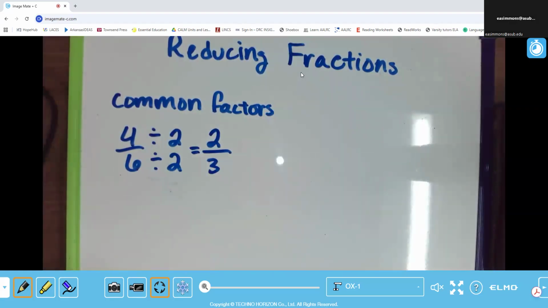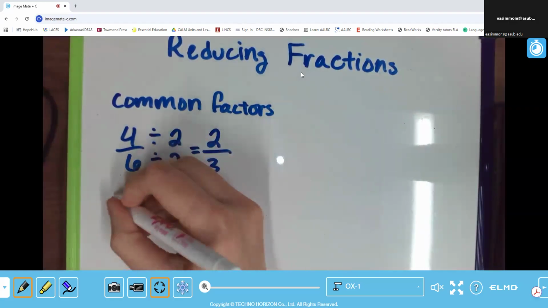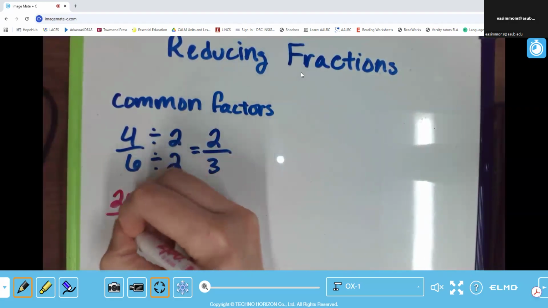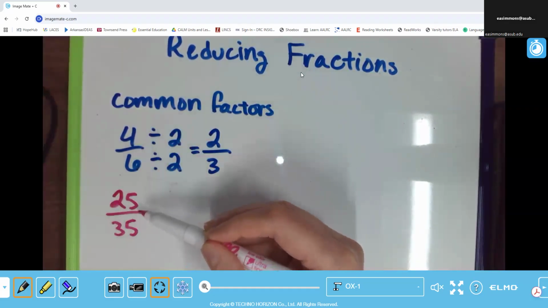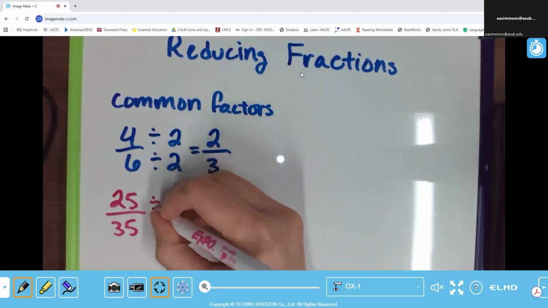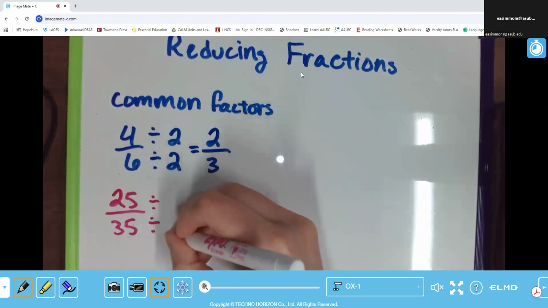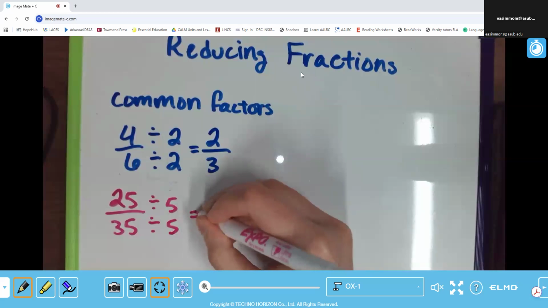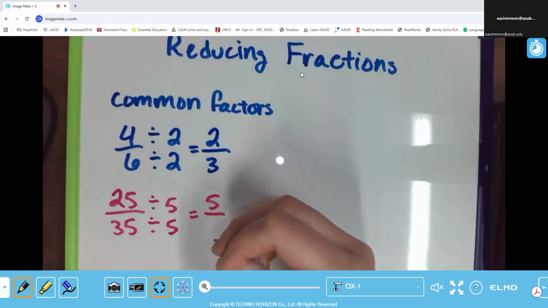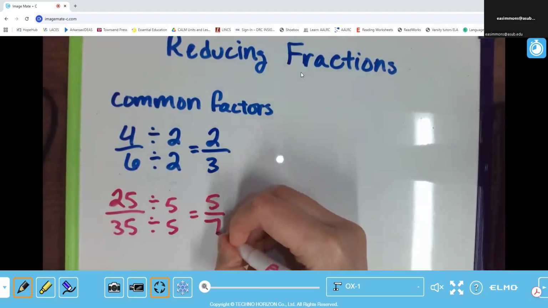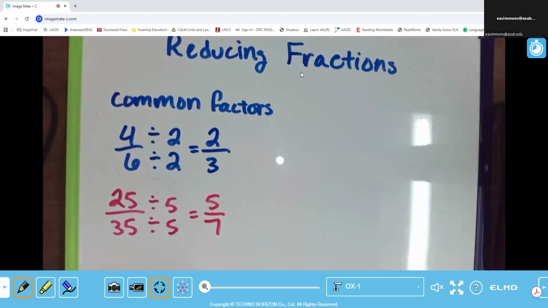For another example, we'll do 25 over 35. Both of these numbers end with 5, so we know they're both divisible by 5. 25 divided by 5 is 5, and 35 divided by 5 is 7. So we've reduced down to simplest terms.